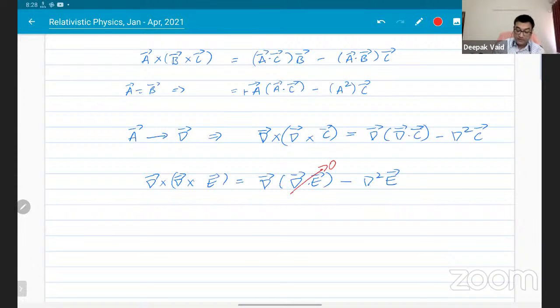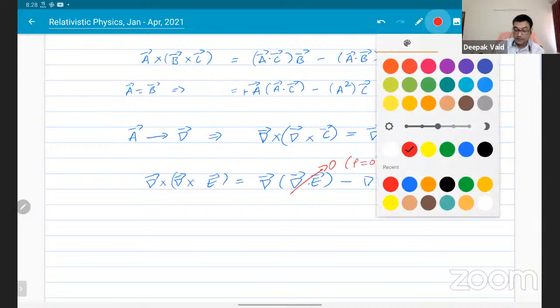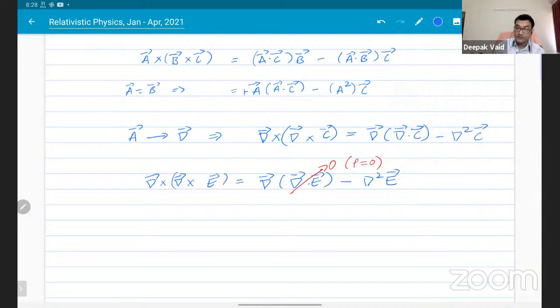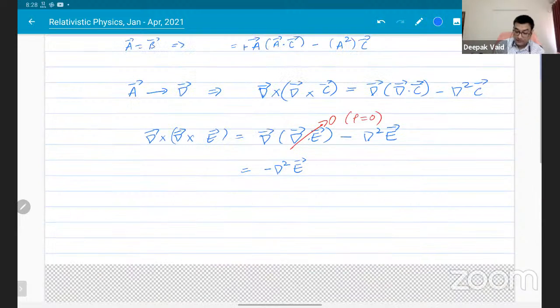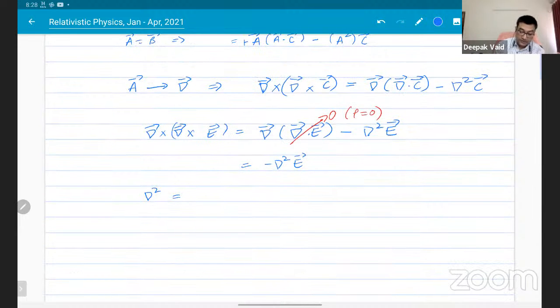And what is the divergence of E? It is 0 because we are working in the source-free case, right? We're saying that there is no charge density. So this becomes minus del square. Now what is del square? Del square is this operator, right? Dou x square, dou y square, dou z square.